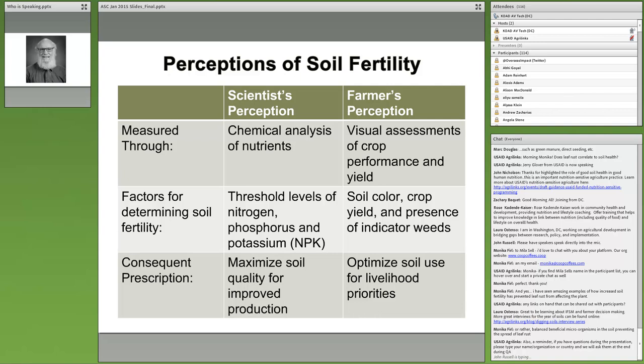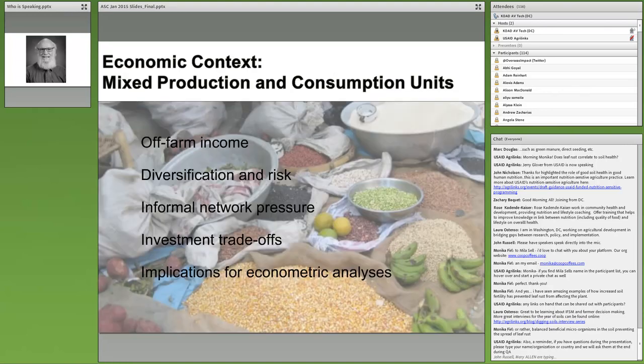Scientists and farmers, nevertheless, have the potential to enrich one another's knowledge of soil fertility and improve the capacity for innovation. But there are many challenges, as you can see, in this confrontation of perspectives to competent communication. Okay, the economic context. Small farmers are operating small holdings, which are mixed production and consumption units.